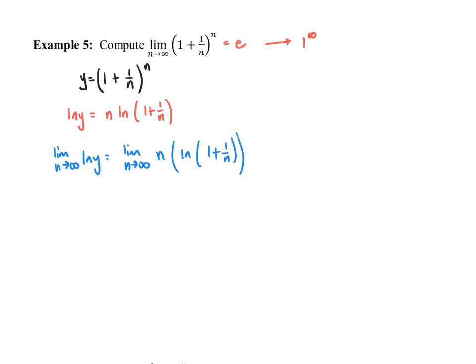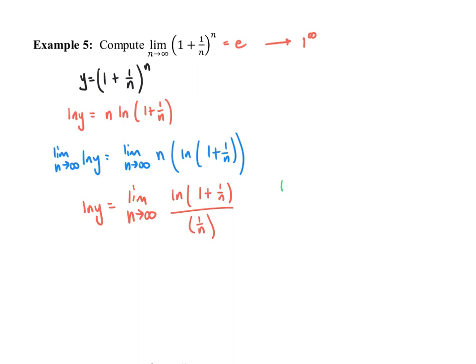We know that this portion must be in some sort of fractional form to apply L'Hopital's rule. We know this side is just natural log of y. So here what we're going to do is move the n because it's much easier to move that than it would be anything else. So we have the limit as n goes to infinity of the natural log of 1 plus 1 over n divided by 1 over n. So that's how we're going to move it algebraically.